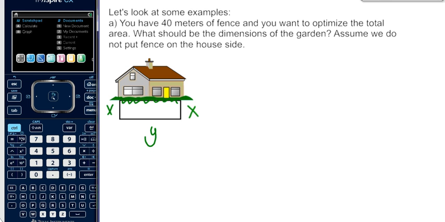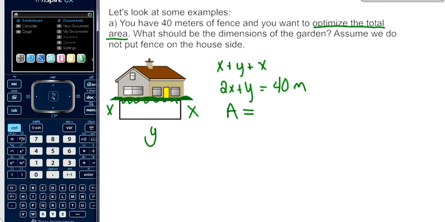If we only have 40 meters of fencing to work with, we know that if we add up our x plus y plus x, or in other words, 2x plus y, that's going to give us 40 meters. We want to optimize the total area. So of course we're going to need an equation for area, and optimize means maximize. We want to make the area as large as it can possibly be. This rectangle is going to have an area of x times y, length times width.